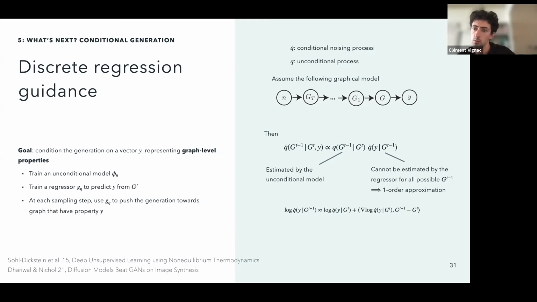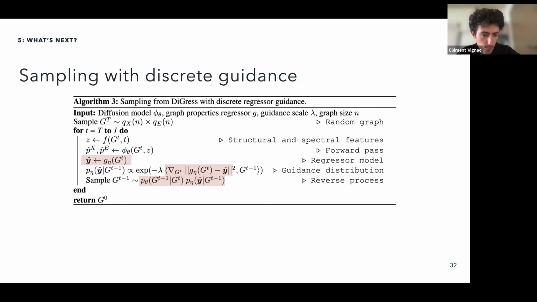So when you want to sample G t-1 given Z t and your conditioning property, you have the unconditional model. And then you have this term, which is the probability of y given G t-1. But if you want to compute this, you need to know the value for any possible G t-1. So you cannot sample from it. So what we do is that we use a first order approximation. Instead of the value at G t-1, we use the gradient of the value at G t. So that's the main idea of guidance.